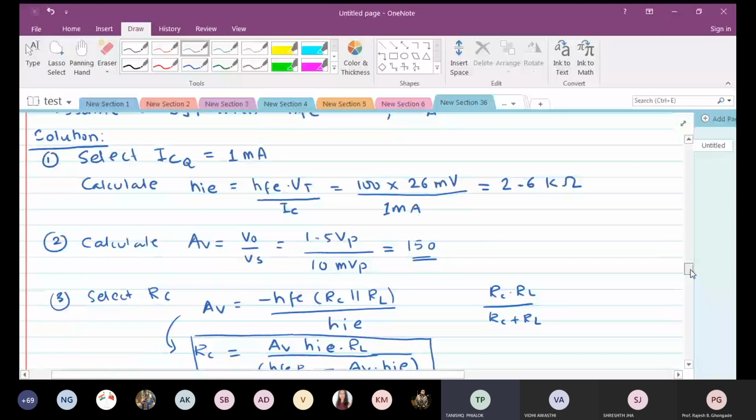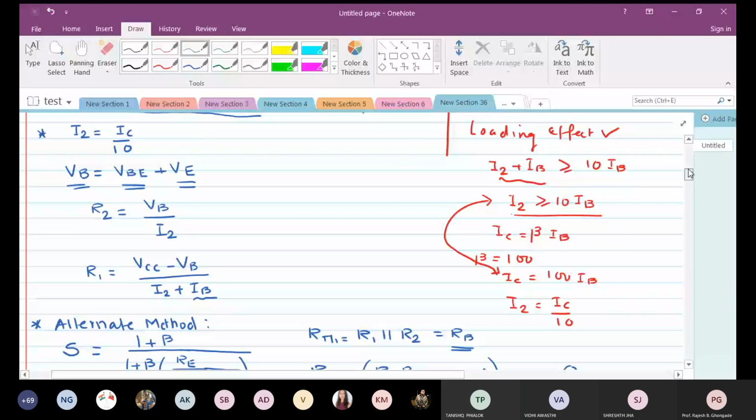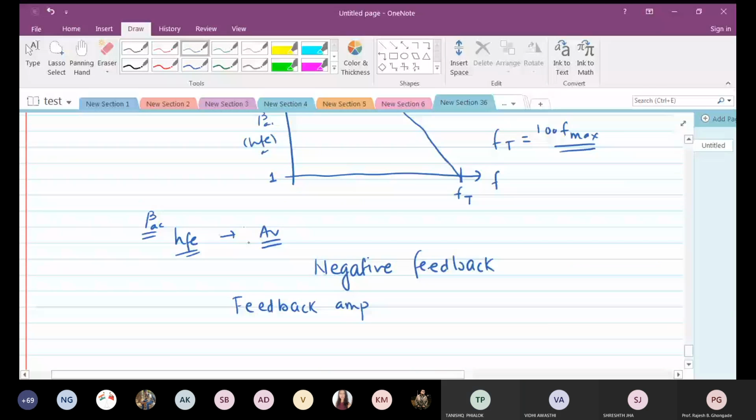Okay, somebody asked me a question: if HFE changes, and HFE is going to change with the transistor, what will happen to the voltage gain? So the voltage gain also will go on changing. If I am designing for a voltage gain of 150, maybe if I take another transistor from the same series but a different unit, my gain will not be 150, it will be varying depending on the change in the HFE.